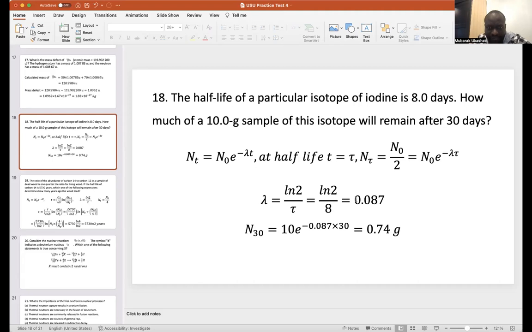get our lambda. And then now for 30 days, disintegration after 30 days, it will be 10 exponential minus lambda times 30 days, and we are given the initial amount to be 10, and then we just get that. So the target here is to first of all find lambda using the half-life, and then substitute to get the disintegration after 30 days after starting with 10 grams. So we're going to see 0.74 gram disintegrated after 30 days.